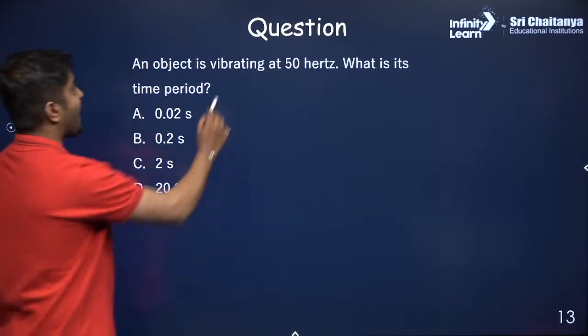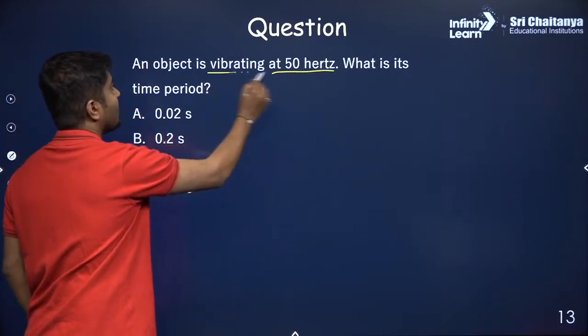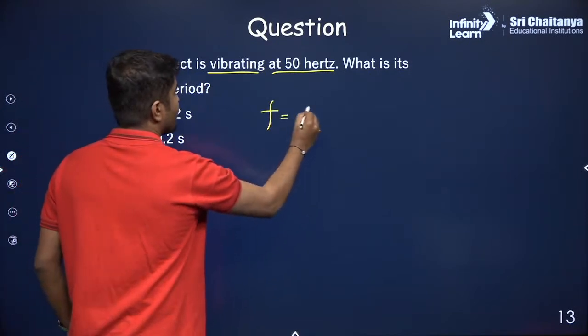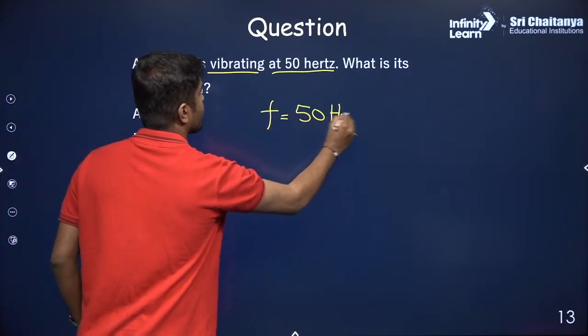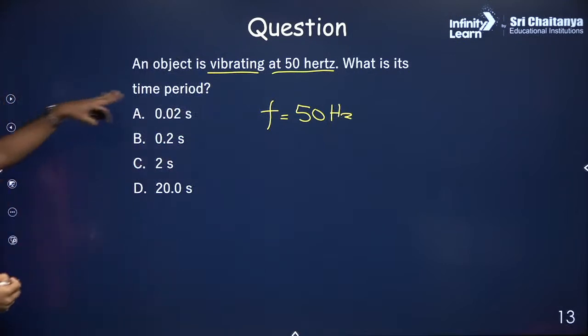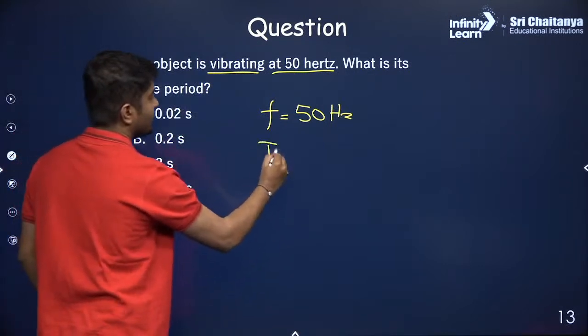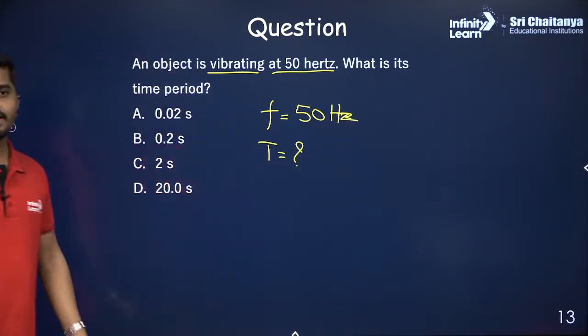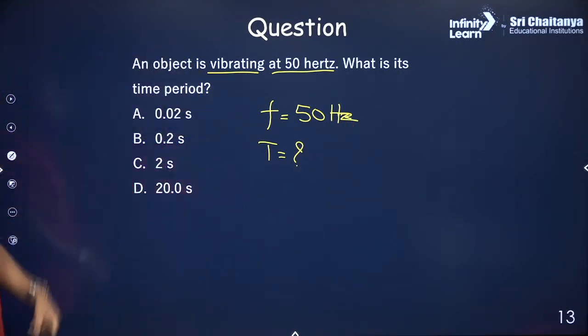An object is vibrating at 50 hertz. What is this? Frequency. Frequency is 50 hertz. So what is the time period? We want to calculate the time period. How will you calculate the time period? It is very easy, very straightforward.